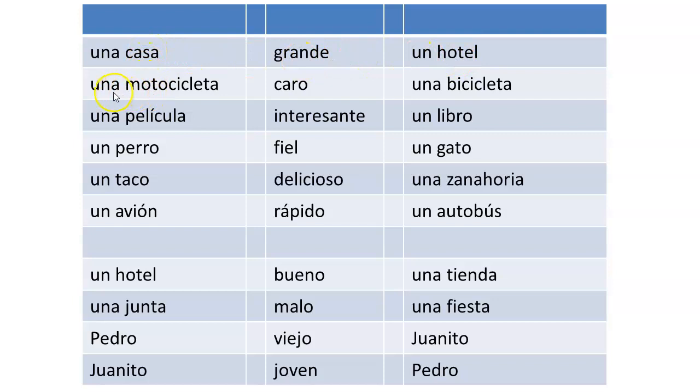How about a motorcycle and a bicycle and expensive? A motorcycle is more expensive than a bicycle. Una motocicleta es más cara. It has to agree with the gender here. Es más cara que una bicicleta. Una motocicleta es más cara que una bicicleta.